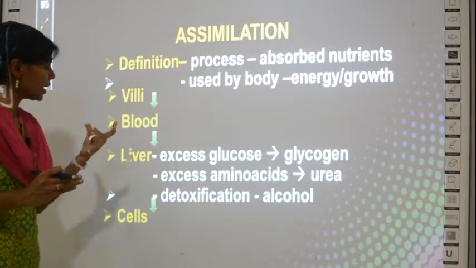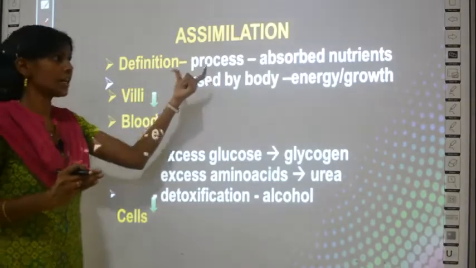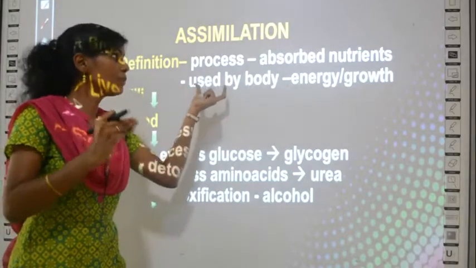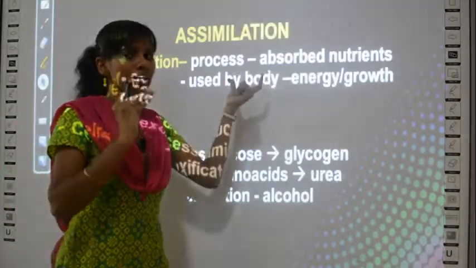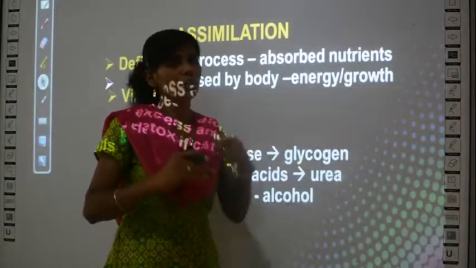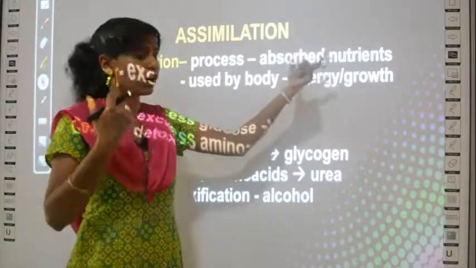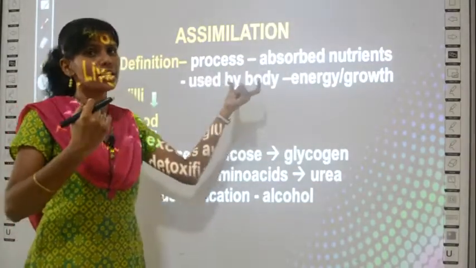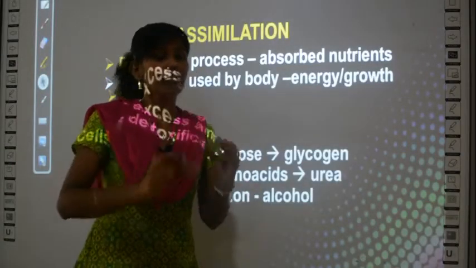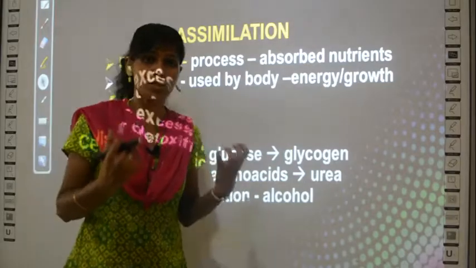So this blood will give to every cell. This process is called assimilation, the process in which the nutrients absorbed by the villi are given to every part of your body or every cell. Why does every cell need it? For energy and also growth of your body. Okay, so the process in which the absorbed nutrients are used by the body is called assimilation. So from the blood it is given to every cell for use of your body for growth and repair. That is assimilation.